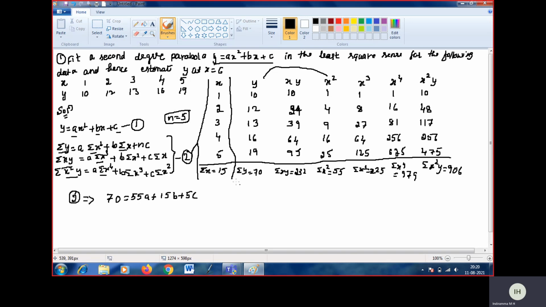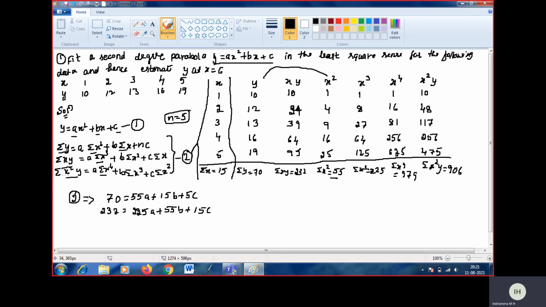Next, come to the second one. Summation of xy will be 232. 232 is equal to summation of x cube into a. Summation of x cube is 225. 225 into a plus summation of x square into b. Summation of x square is 55. 55 into b plus summation of x into c. Summation of x into c is 15c.